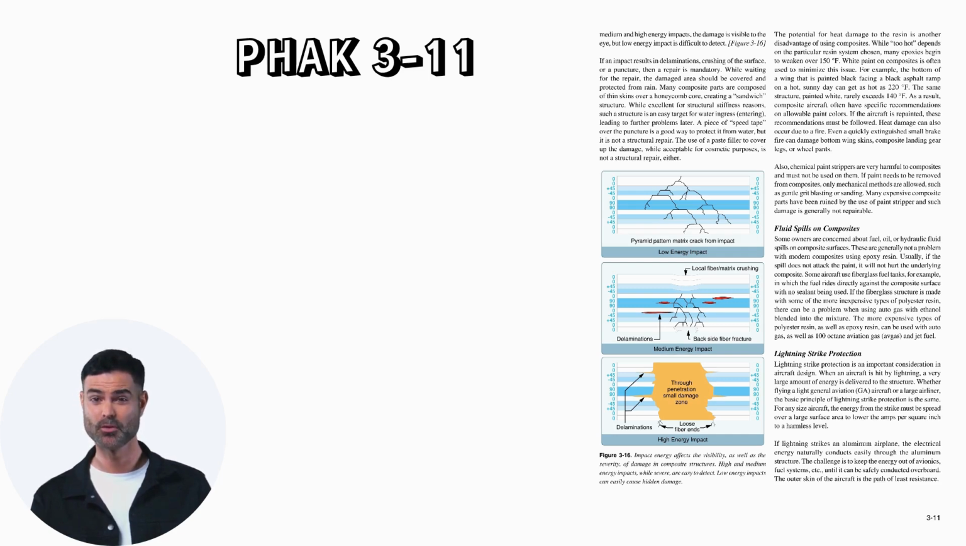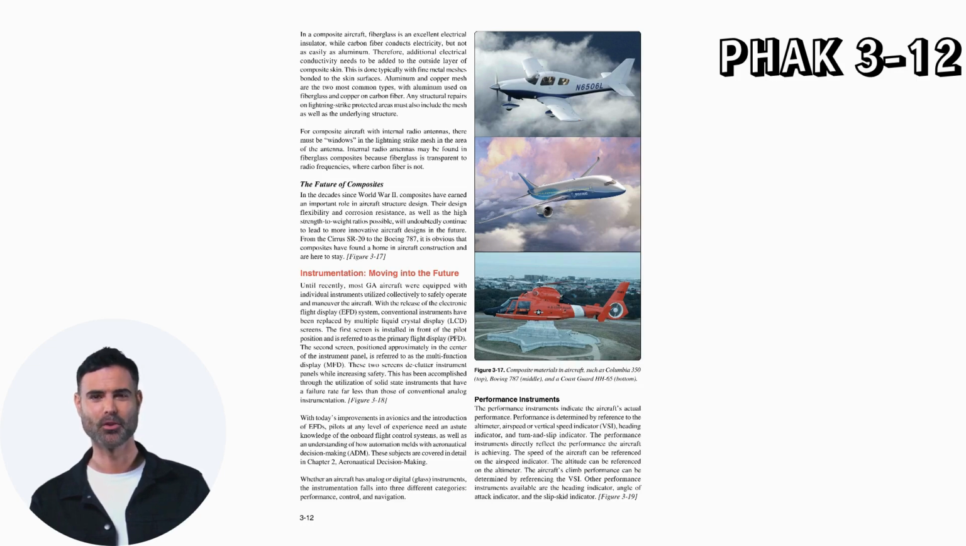If lightning strikes an aluminum airplane, the electrical energy naturally conducts easily through the aluminum structure. The challenge is to keep the energy out of avionics, fuel systems, etc., until it can be safely conducted overboard. The outer skin of the aircraft is the path of least resistance. In a composite aircraft, fiberglass is an excellent electrical insulator, while carbon fiber conducts electricity, but not as easily as aluminum. Therefore, additional electrical conductivity needs to be added to the outside layer of composite skin.